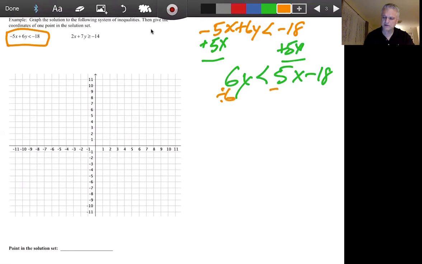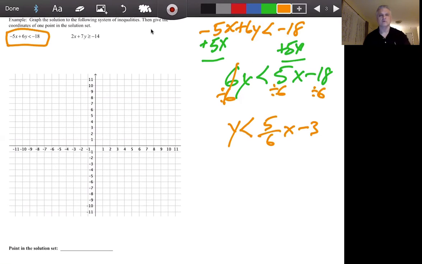So I got to divide every term on both sides by 6. So 6 divided by 6 is 1. So that's 1y. Okay. 5 over 6, or 5 divided by 6, is 5/6 x. Minus 18 divided by 6 is a minus 3. Now I divided by a positive number, so I am going to keep my inequality symbol. Right? So that is my orange inequality.